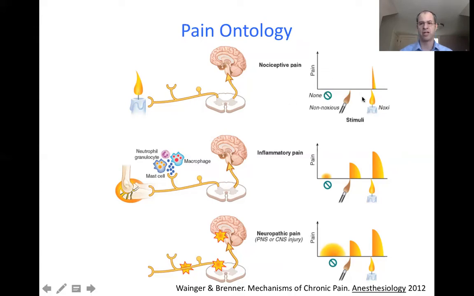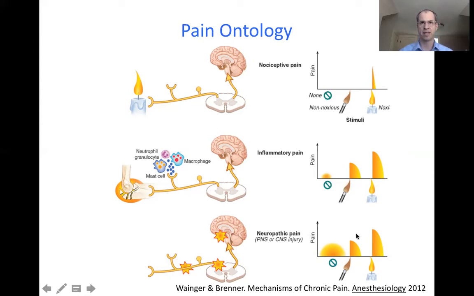So in this cartoon here, you can see that when there's a noxious stimulus, there's a response. When the noxious stimulus ends, the response is over. There's no response to an innocuous stimulus or a spontaneous pain. In inflammatory pain, there can be an augmentation of these responses. So there can be hyperalgesia in response to a noxious stimulus. There can be allodynia in response to an innocuous stimulus. And generally, there isn't as much spontaneous pain with inflammatory pain conditions.